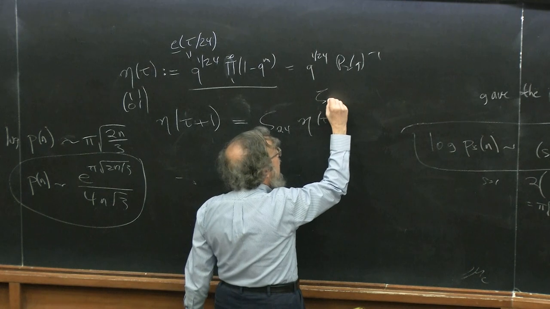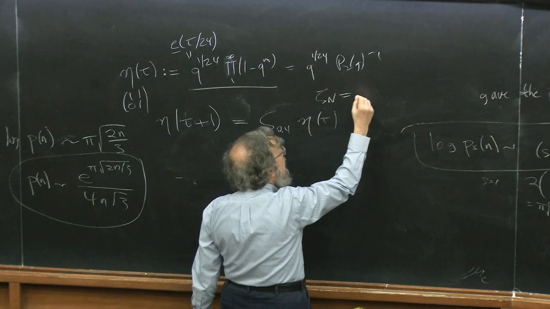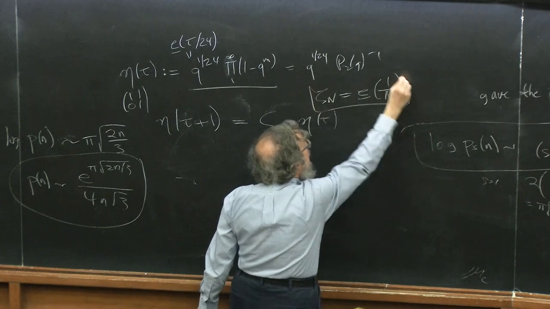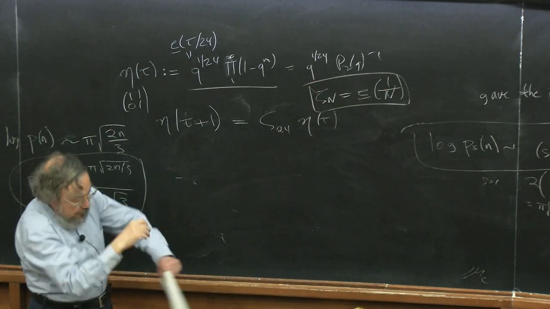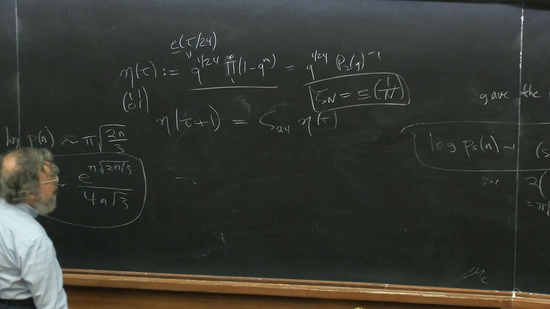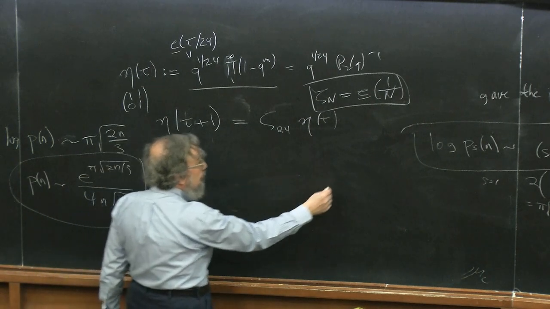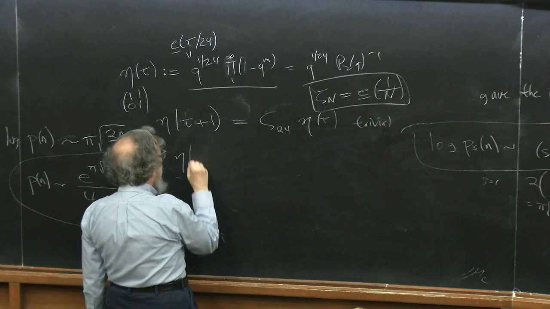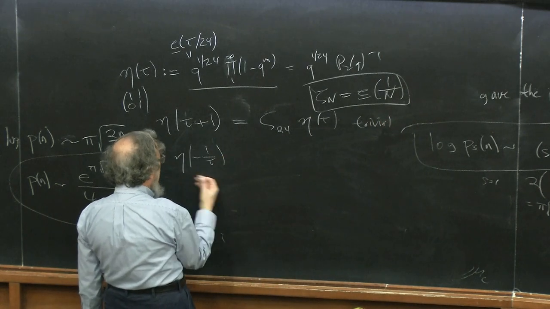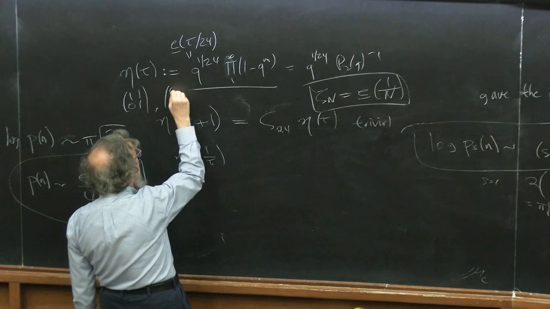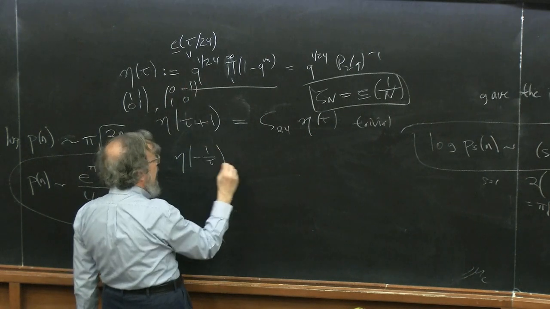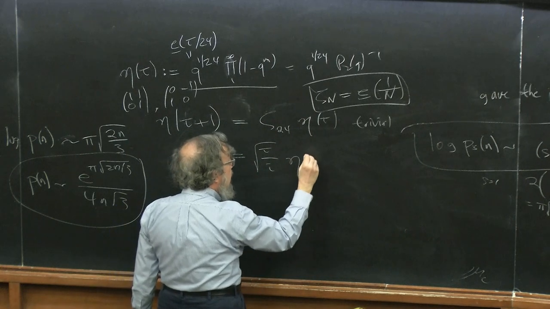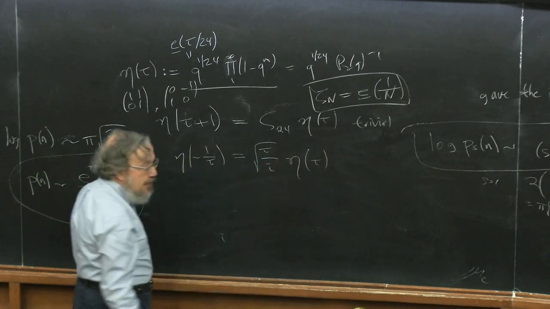I'll always use the notation, if n is a positive integer, this means the standard root of unity, e to the 2 pi i times 1 over n, so the one at angle 2 pi over n. So this is trivial. But what's less trivial, and there are many, many proofs, is that if you take minus 1 over tau, which corresponds to this matrix, 0, minus 1, 1, 0, or its negative, then you get the square root of tau over i times eta of tau. And of course, you have to say which square root.